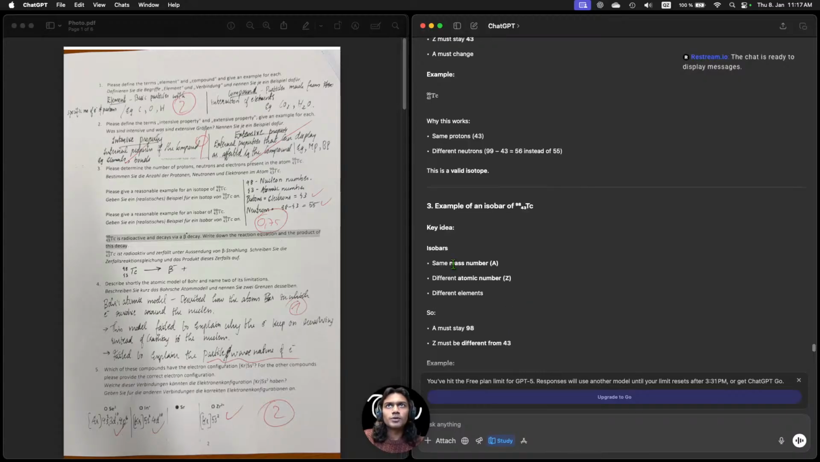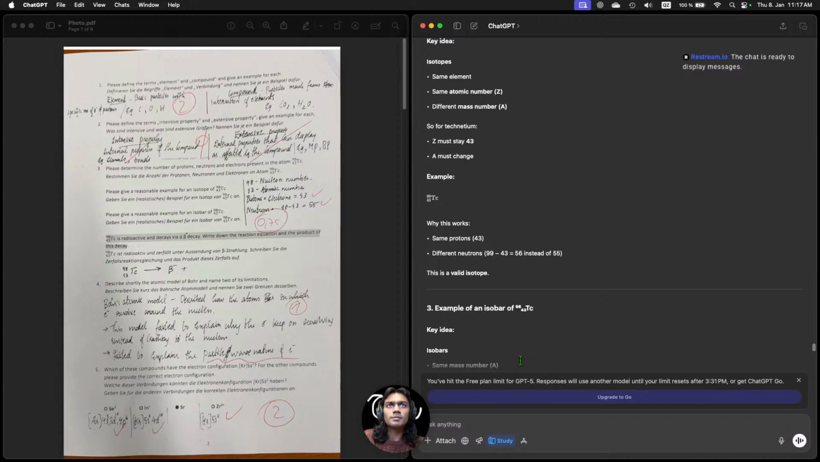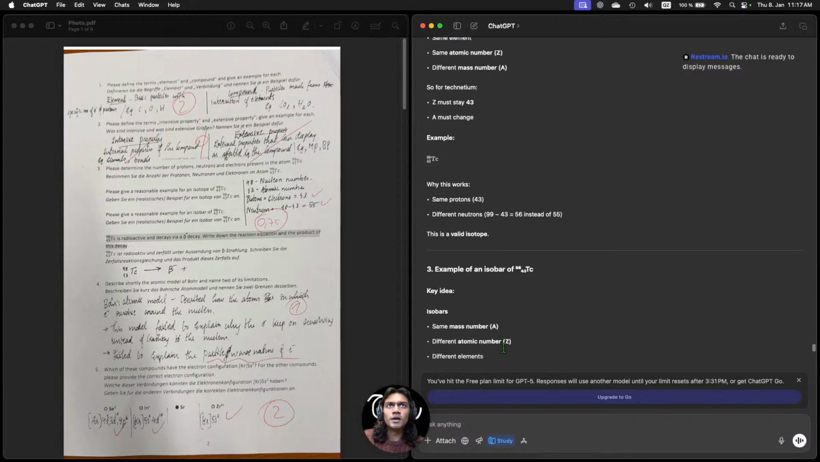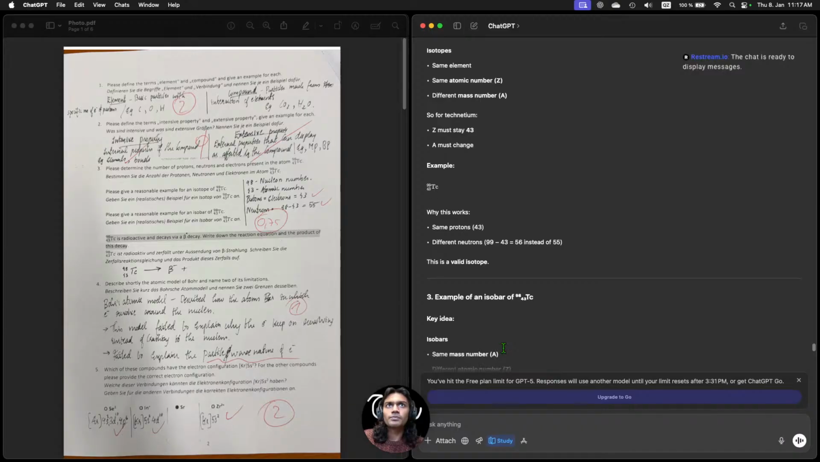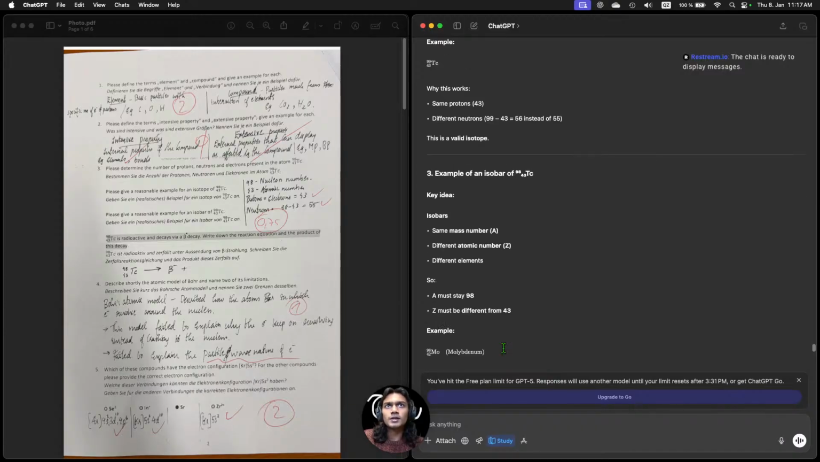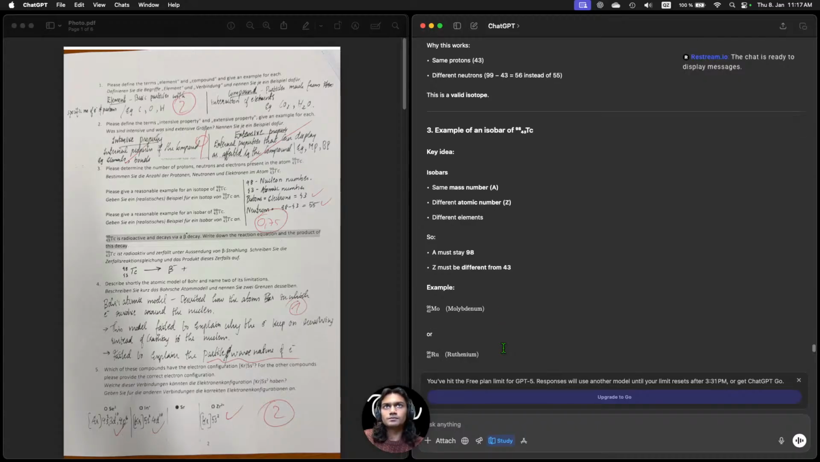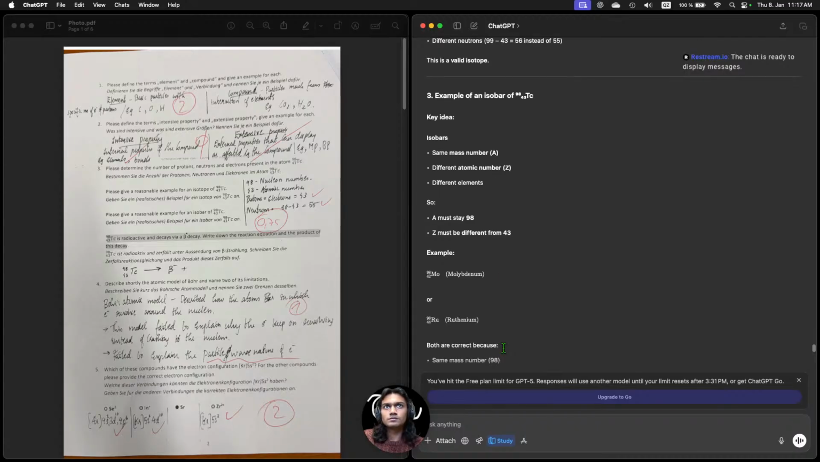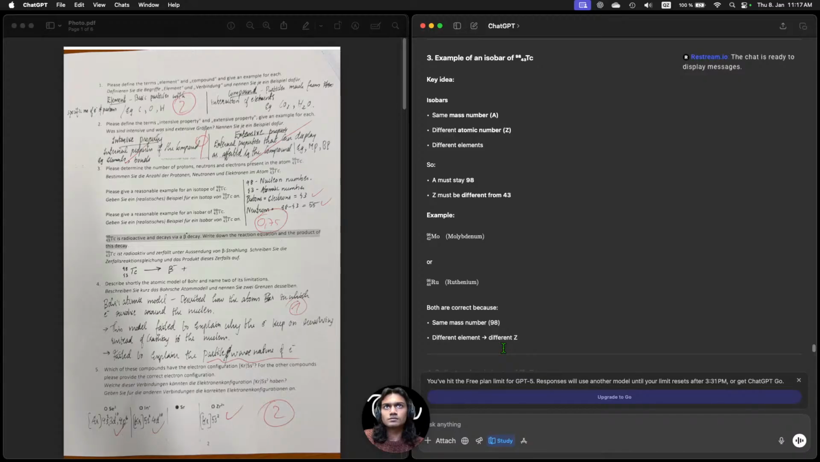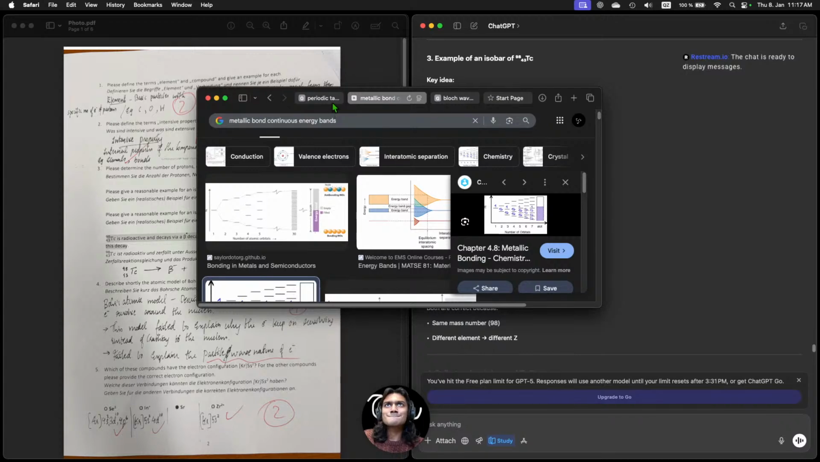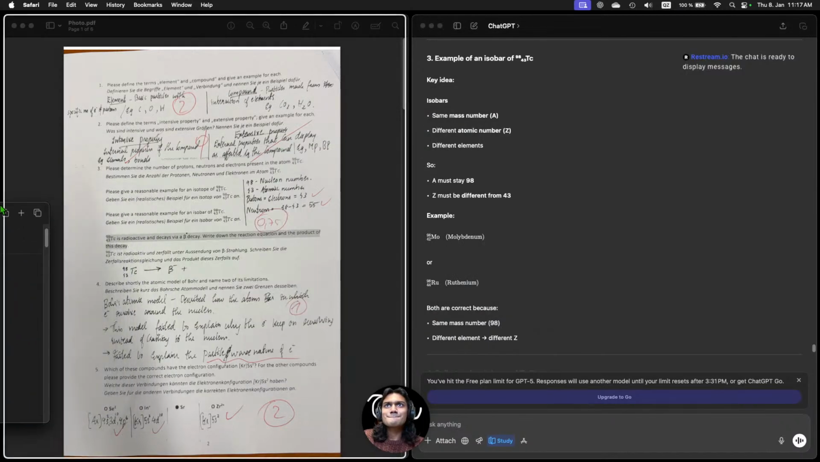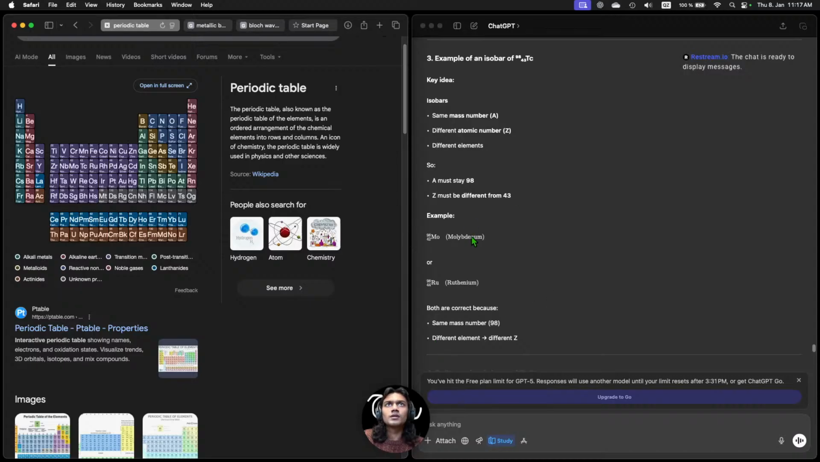Same mass number, 98, but different atomic number means different elements. A must stay 98. Z must be different from 43. Example, molybdenum.